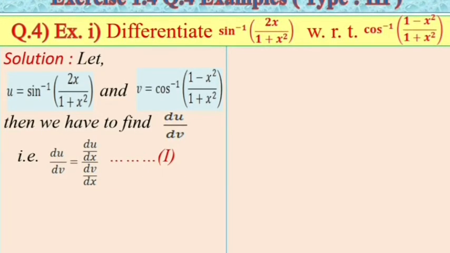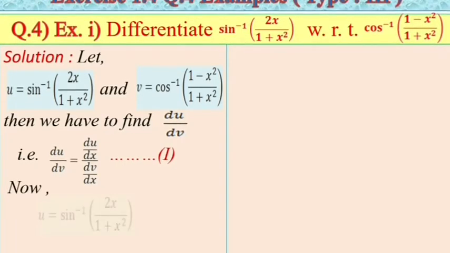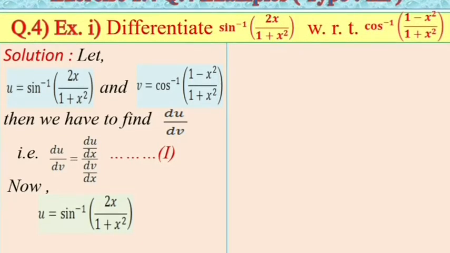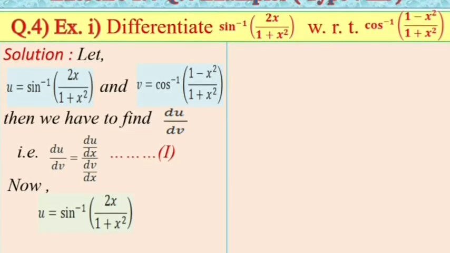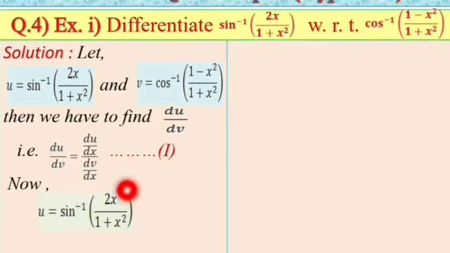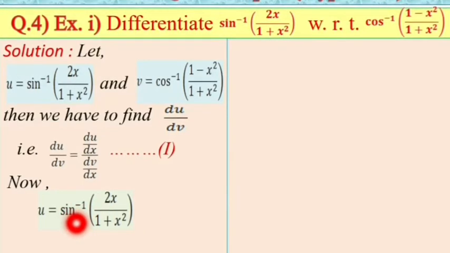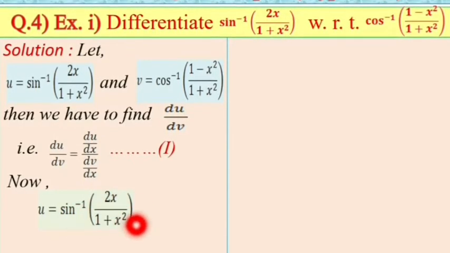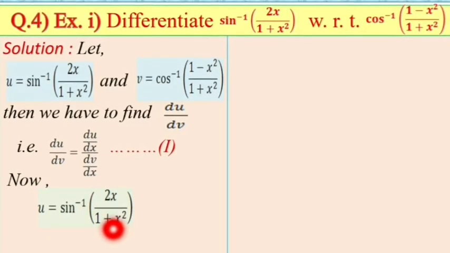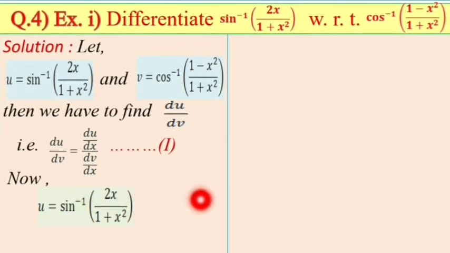Okay, now let us start finding the derivative of u with respect to x. Now u equal to sine inverse of 2x upon 1 plus x square. We have to find the derivative of the given function. The given function is in the form of sine inverse, that means it is an inverse function. If the given function is sine inverse of f of x, then here in the bracket we have to convert the bracket function into sine. Then sine inverse and sine cancel, and then we can find the derivative of u with respect to x.